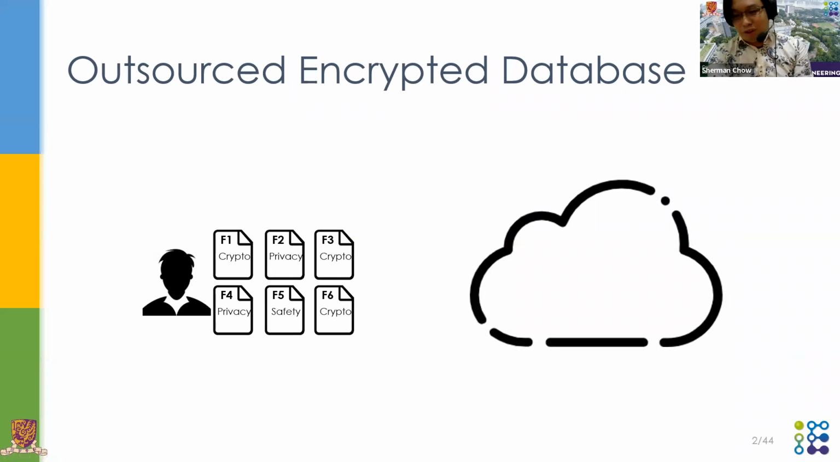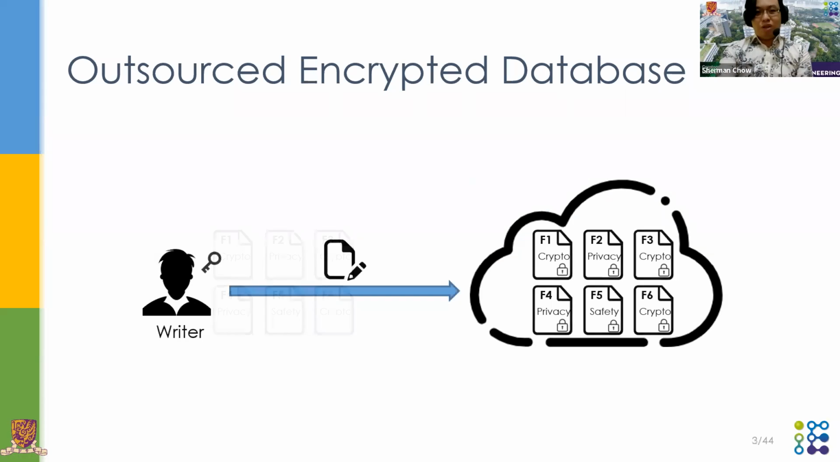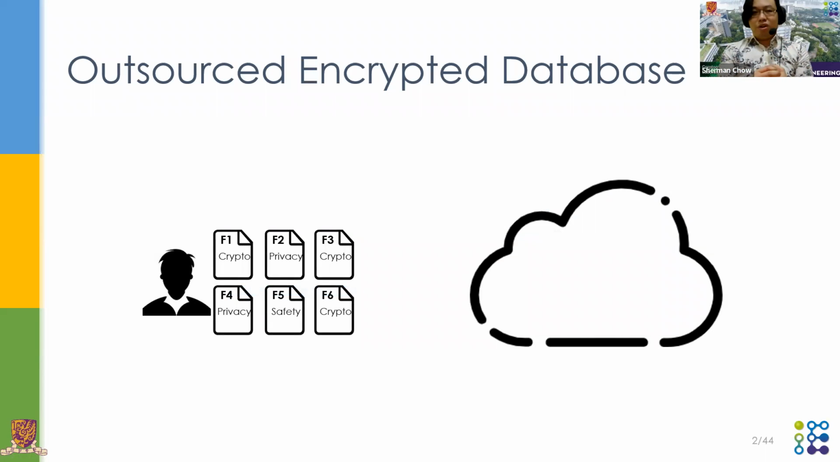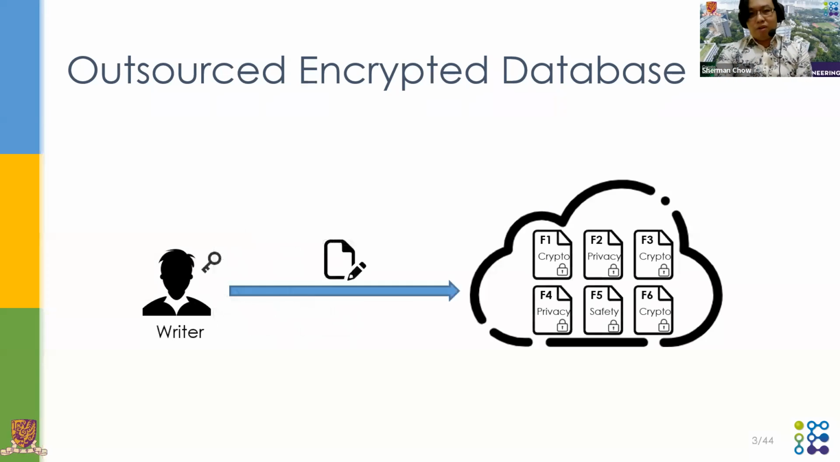So I will go with a very quick introduction. We are considering an outsourced encrypted database, and here I want to establish some terminology. We have the writer, who has a whole bunch of files marked with different keywords like crypto, privacy, safety, etc. He or she wants to upload all these files encrypted to the cloud. In that sense, he or she is writing to the cloud. Things are encrypted over there. That is just a simple upload of a whole bunch of files.